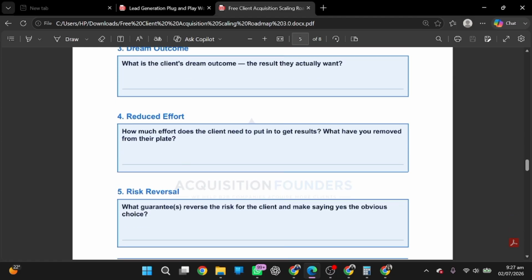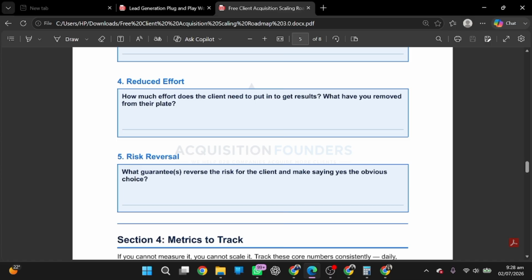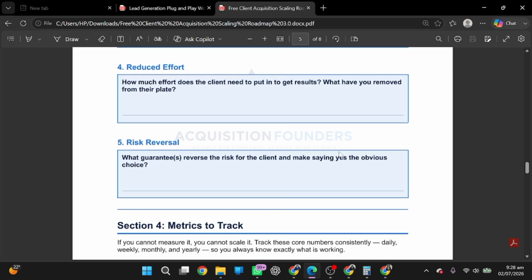Reduced effort: how much effort does the client need to put in to get the results that you are guaranteeing them? What have you removed from their plate? Risk reversal: what guarantee or guarantees reverse the risk for the client and make saying yes the obvious choice?